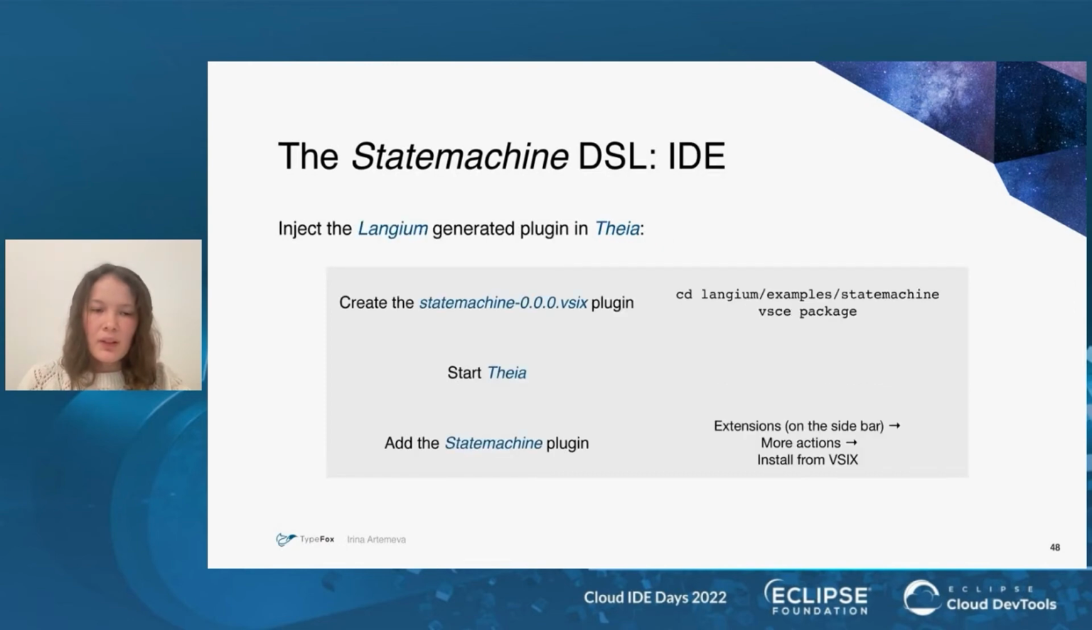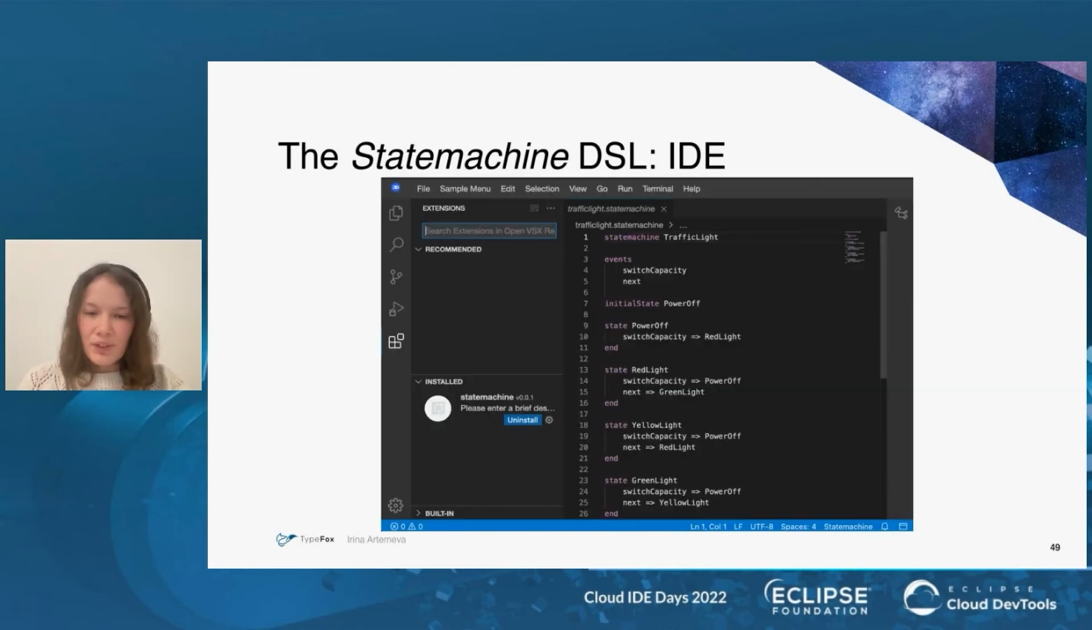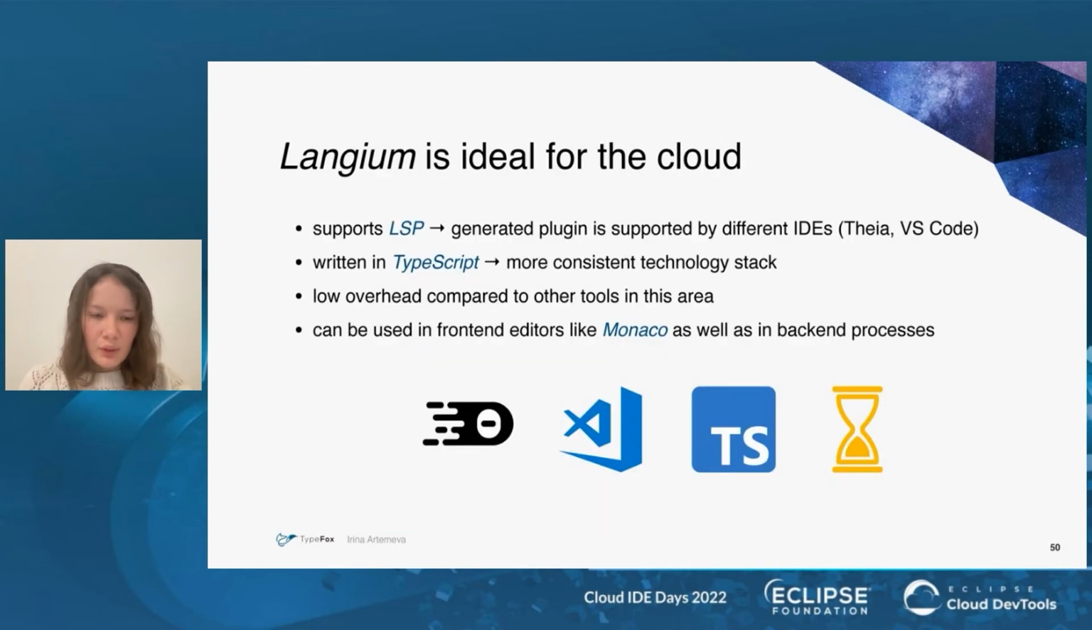And for that, to inject the Langium created plugin in Theia, we need to make 3 steps. First of all, let's create a VSIX file, then start Theia and add the state machine. Making these 3 simple steps gives us a Cloud IDE for our DSL. So we can conclude that Langium is ideal for the cloud. It helps you implement your DSL easily and quickly.